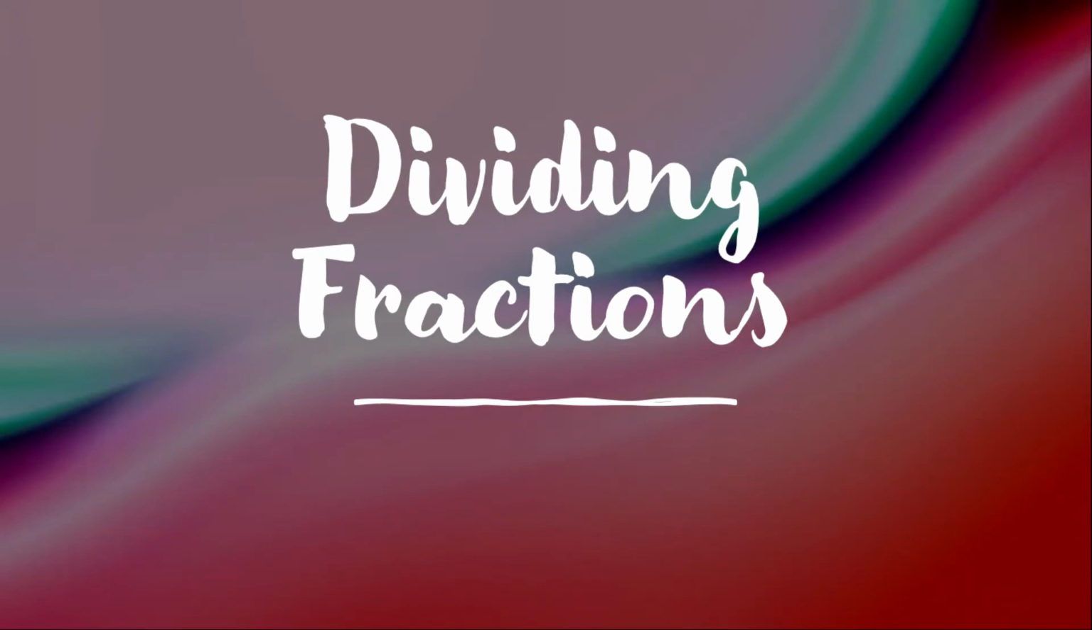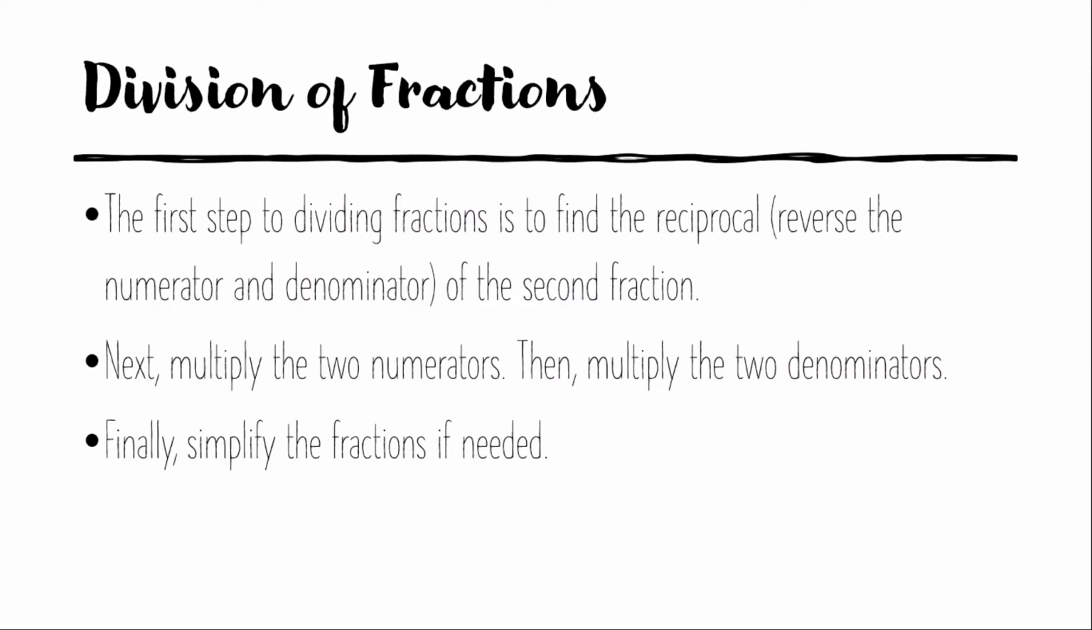In this video, let's have a short and quick review on dividing fractions. Here are the steps. The first step to dividing fractions is to find the reciprocal of the second fraction. Next, multiply the two numerators, then multiply the two denominators. Finally, simplify the fractions if needed.